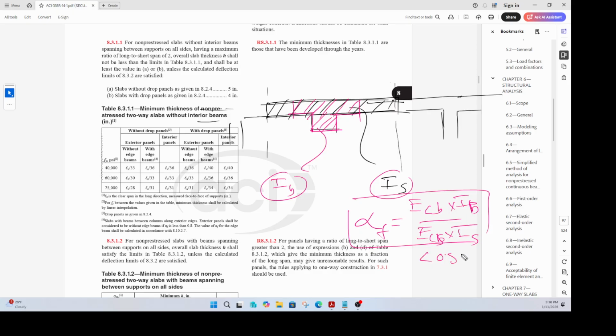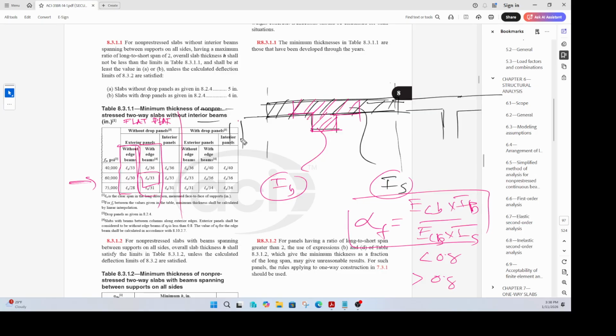If it is less than 0.8, then that means there is no edge beam. You fall in this box. If it is greater than 0.8, then you fall in this box. And based on the Fy of your steel, pick up your thickness. Okay, and that is for flat plate.